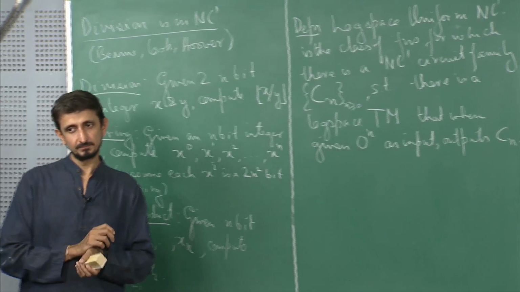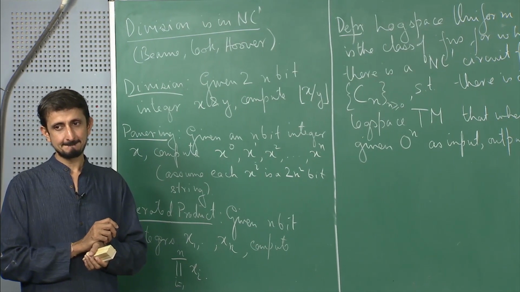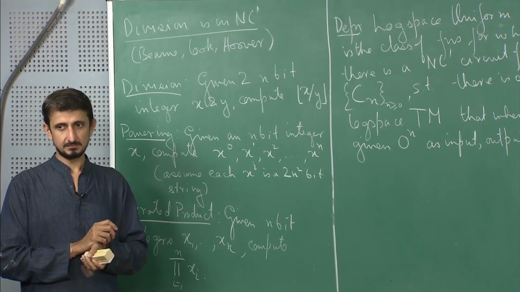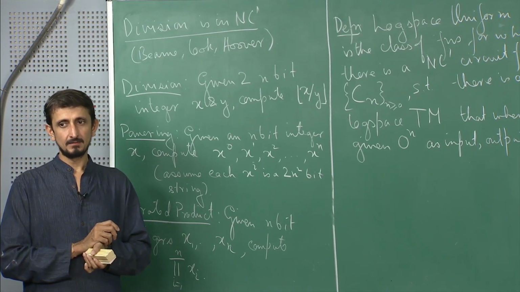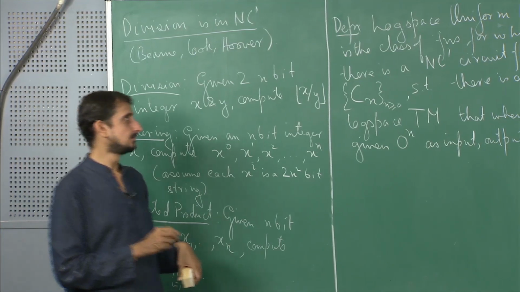Here unary is taken in order to make the log space log of n. Yes, because if it is binary, then the log space would be log of log n. Yeah, exactly. Okay.